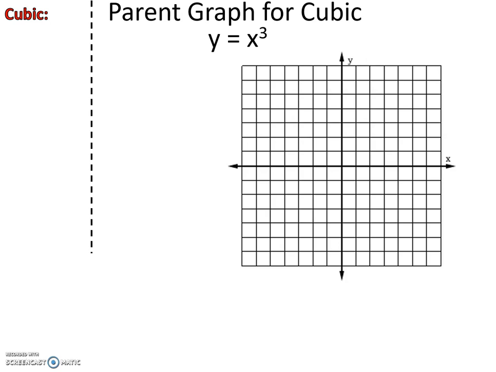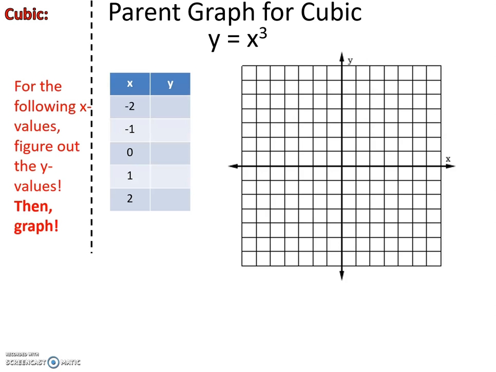Next parent graph is a cubic function. Let's start with the same x values in our table and let's plug them in. So y equals x cubed is what we call a cubic function. So let's figure out what this parent graph looks like. If we plug in -2 and cube it, -2 times -2 is +4, but I have to multiply it by -2 again, so it's actually -8. So when I cube a negative number, the result is negative. -1 cubed is -1. 0 cubed is 0. 1 cubed and 2 cubed.